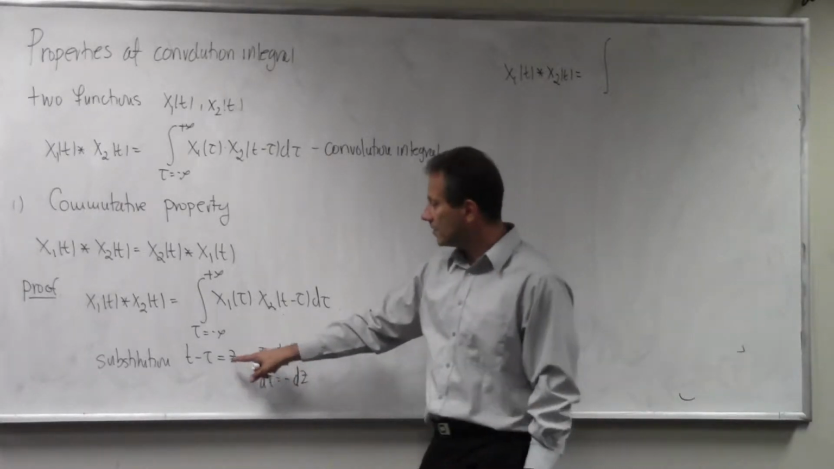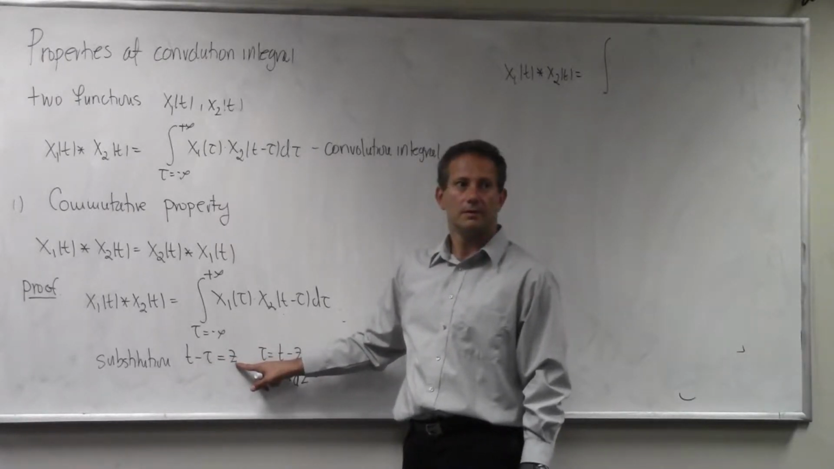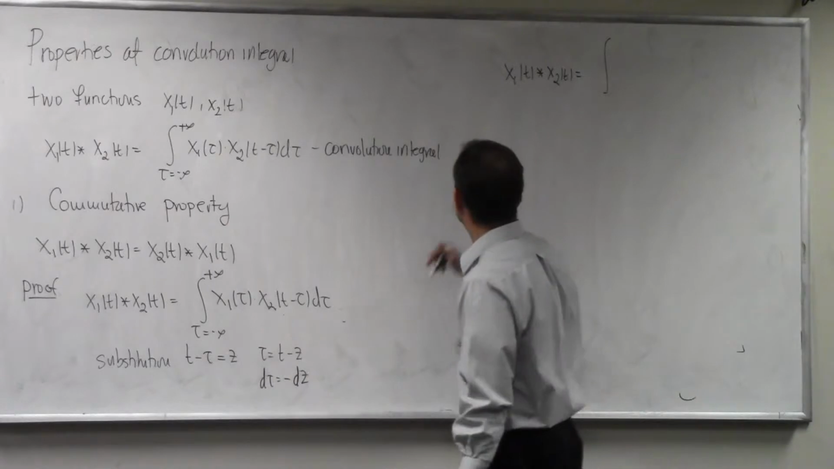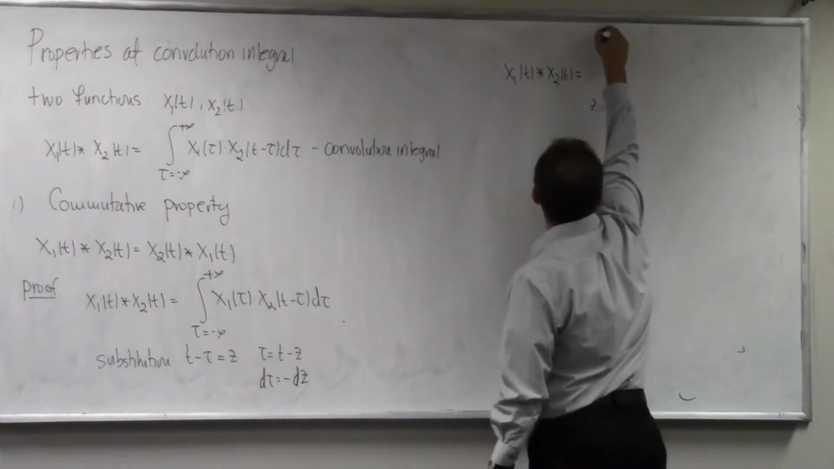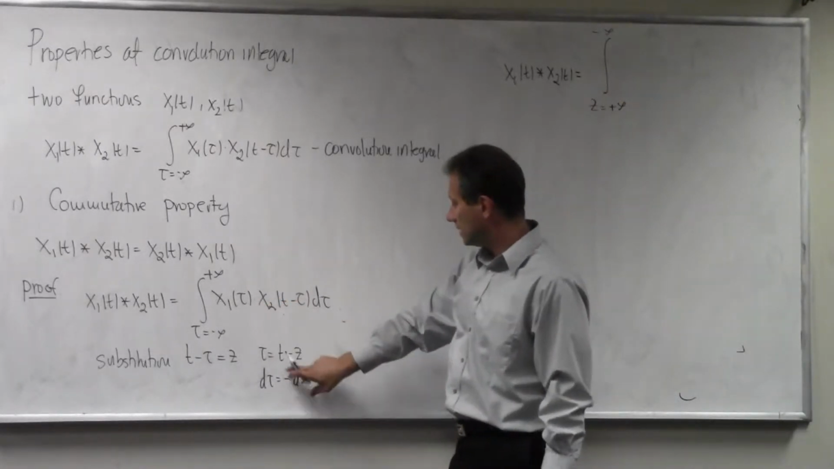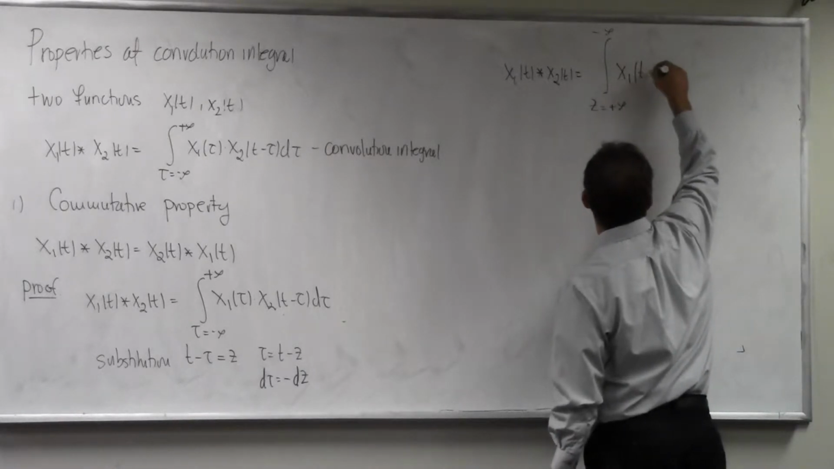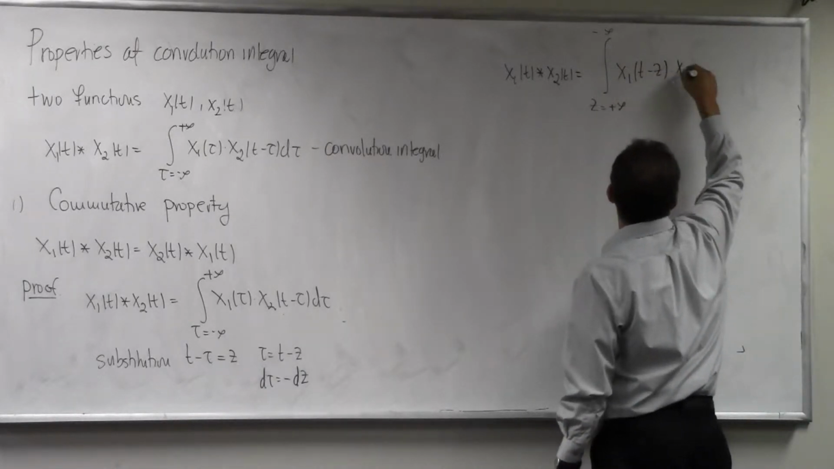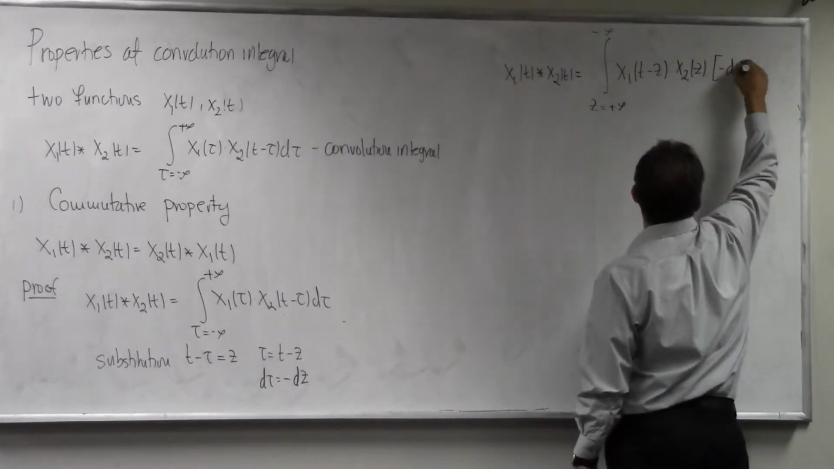Look at it here. If tau is minus infinity, where is z? Plus infinity, right? So z now goes from plus infinity to minus infinity. Now I have x1 of tau, tau is t minus z, x1 of t minus z, x2 of z, and then instead of d tau I have minus dz.